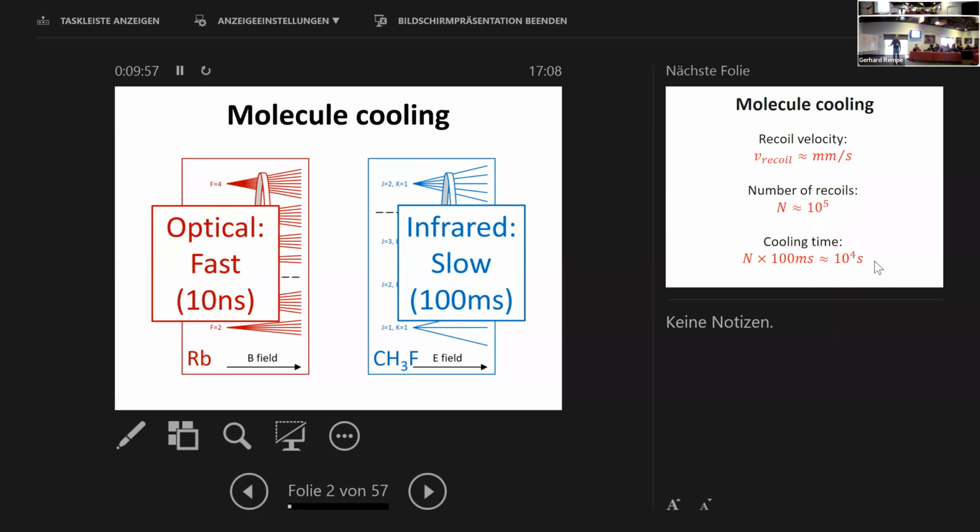So we are dealing with a vibrational transition from the vibrational ground state to the first excited vibrational state. This is an infrared transition. And it's very slow, typically of the order of 100 milliseconds, which is rather slow. I mean, from 10 nanoseconds to 100 milliseconds, it's 7 orders of magnitude slower. So radiation pressure would work 7 orders of magnitude slower for molecules than for our atoms.